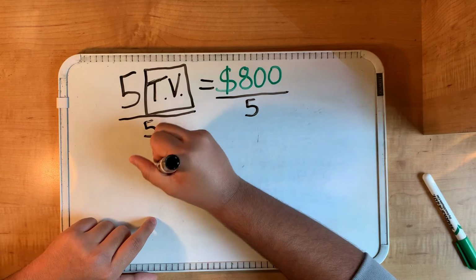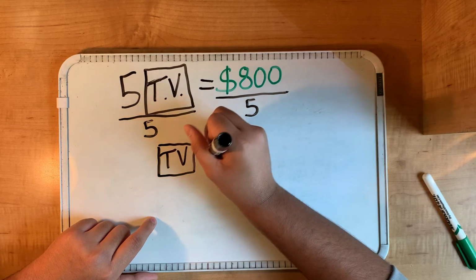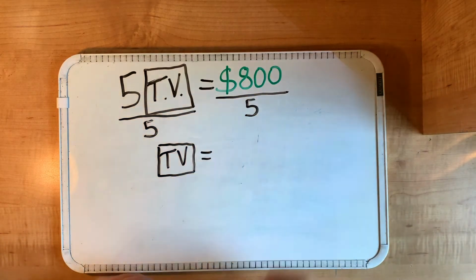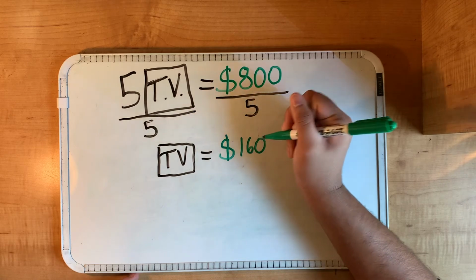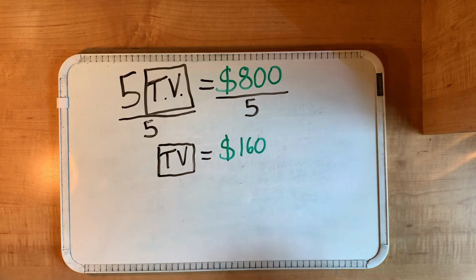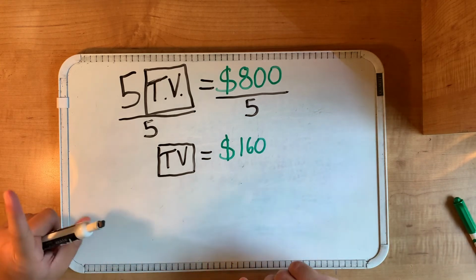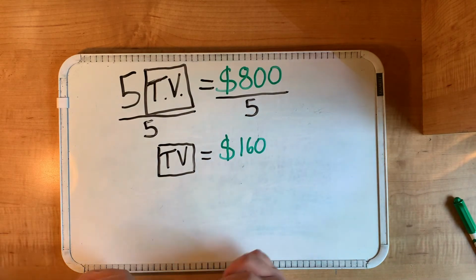And now we have 1 TV is equal to 800 divided by 5, which is 160. So we found our first thing: 1 TV equals $160. Now, I haven't talked about the speakers in a little bit, so that's what we need to look at now. As I said, 1 TV is equal to 4 speakers, because the cost of a TV is 4 times as much as the speakers.